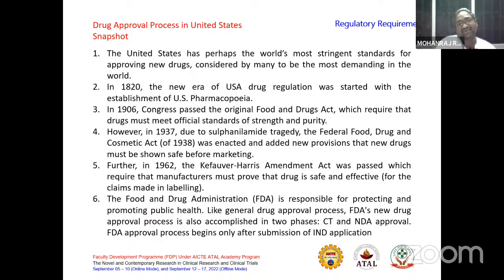The Food and Drug Administration is responsible for conducting and promoting public health, like the general drug approval process. The FDA new drug approval process is also completed in 2 phases: clinical trial and new drug approval process. The FDA approval process begins only after the submission of the investigational new drug application, the IND.